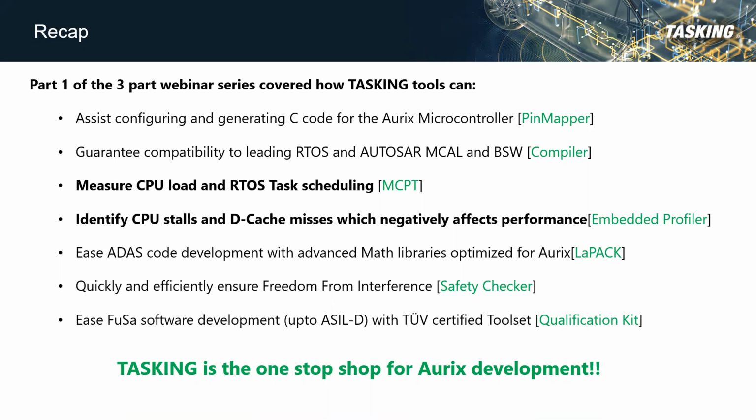In this webinar, I will be concentrating more on the MCPT, which is the multi-core performance tool, as well as the embedded profiler. I will also demonstrate how you can reduce the core load for the AURIX TC27 microcontroller. By means of the multi-core performance tool, you can measure the CPU load as well as the auto task scheduling. And by means of the embedded profiler, you are able to identify the CPU stalls as well as the data cache miss.